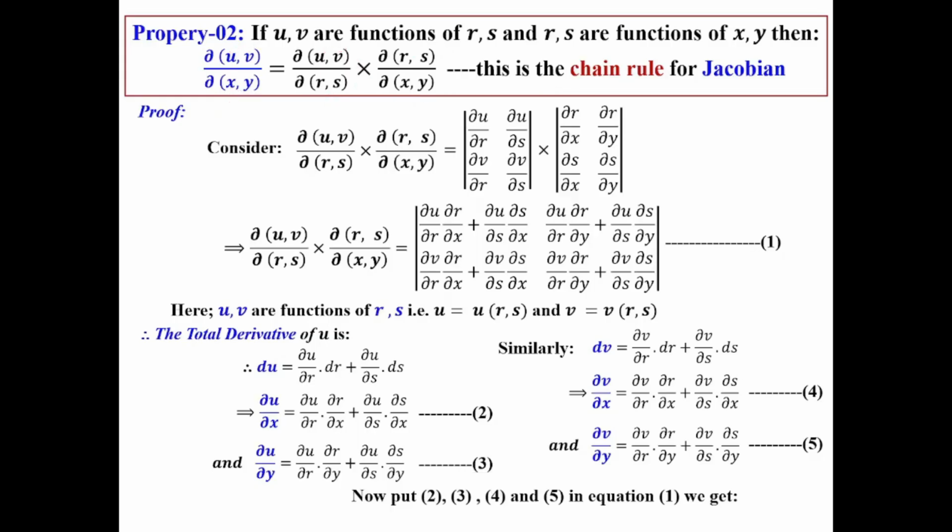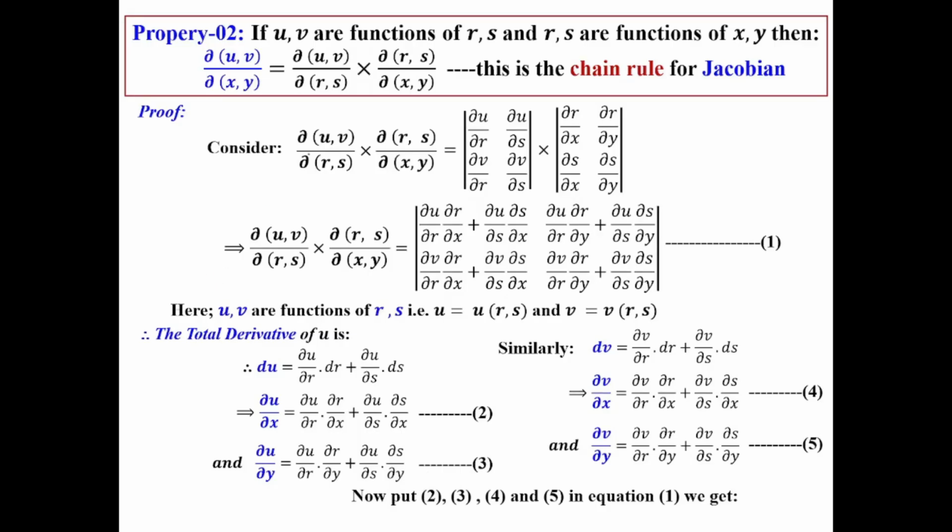Why is it called the chain rule? Here you can see u, v are functions of r, s. That means u, v have a relation with r and s. r, s have a relation with x, y, but u, v do not have a direct relation with x, y. They have an indirect relation with x, y through r, s. So u, v are indirectly related with x, y, and therefore it is called the chain rule. Now we are going to prove this property.